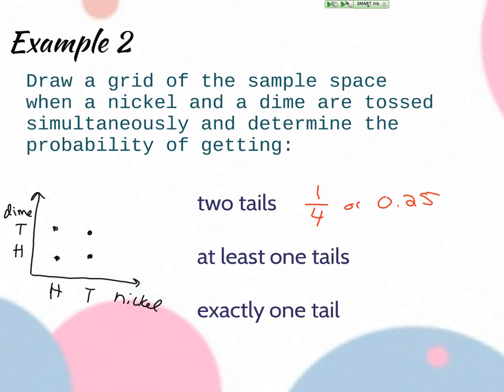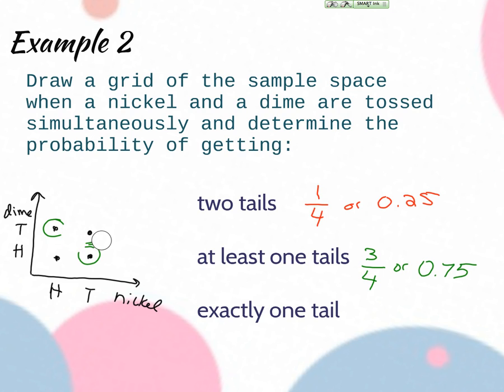So now at least 1 tail, well, if I go heads and tails, I have 1 tail. If I go tails and heads, I have 1 tail. Tails and tails, it's at least 1. So 2 tails would give me at least 1. So I would have 3 over 4, which would be 0.75 for my fraction. I don't know if it's seeming worth it, but with some of your more complicated ones, if you're rolling 2 dice and you have a 6x6 grid, I do think it helps to circle and see those number of options.